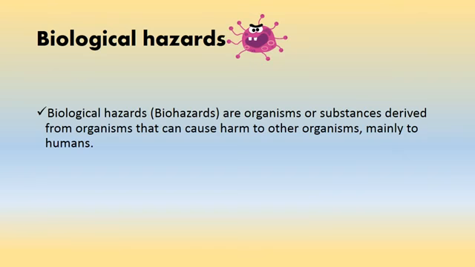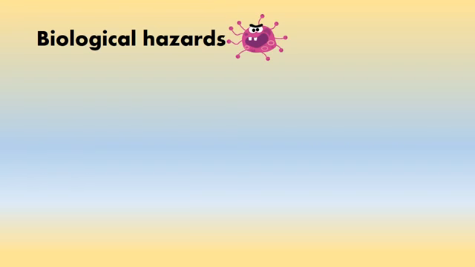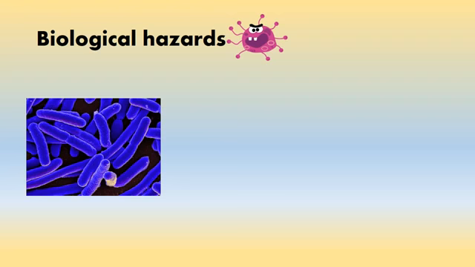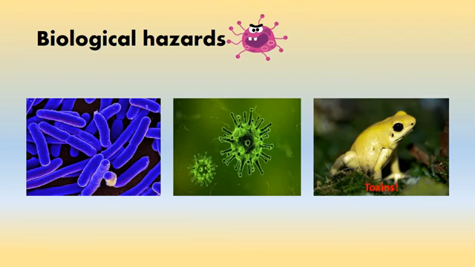Biological hazards is another broad category of hazards. Biological hazards, also commonly known as biohazards, are organisms or substances derived from organisms that can cause harm to other organisms, mainly to humans. Biohazards can be found in wastewater treatment plants, research laboratories as well as in hospitals. Examples of biohazards include pathogenic bacteria, viruses, or toxins from biological sources.